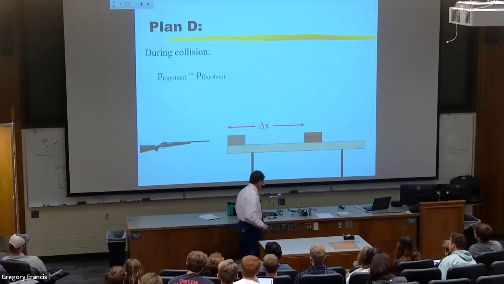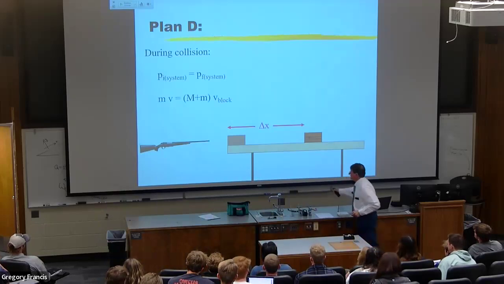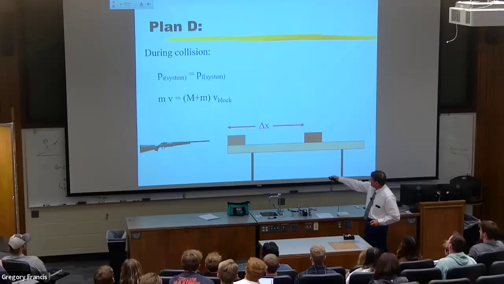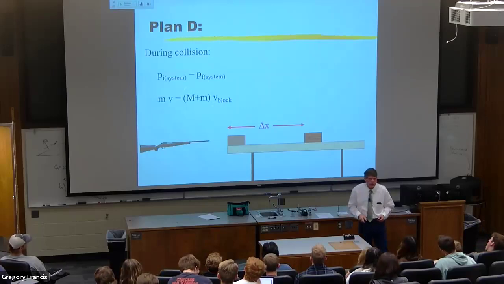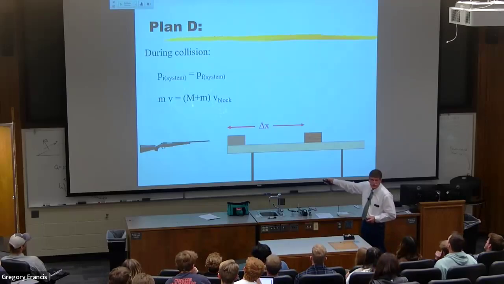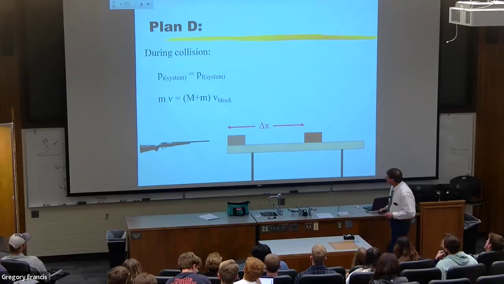The first thing I do is during the collision, I conserve momentum. Before the collision, it's just the bullet that's traveling at this velocity I'm looking for. After the collision, both the block and the bullet are moving together, so I treat them as one unit, moving at some V block. If I could find V block, I could find the muzzle velocity because I know the mass of the bullet, I know the mass of the block, okay?